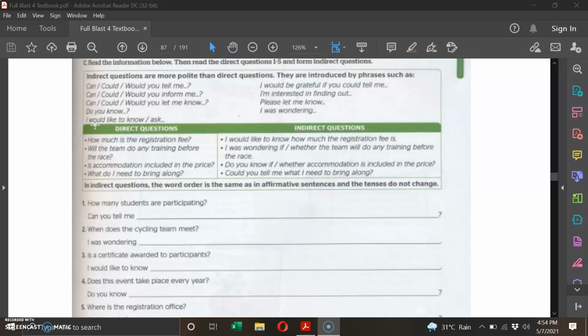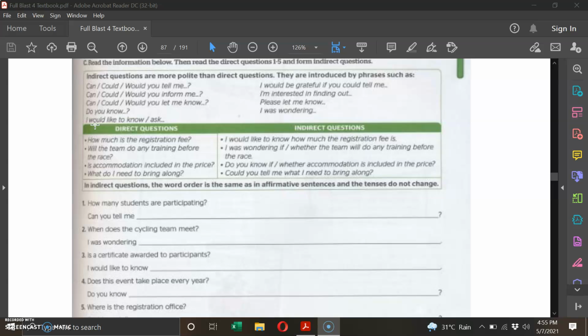As for indirect questions, you ask your question in a more polite way. For example, I want to know why you were late. Can you please tell me why you are late? That is called indirect question. When you ask a question in a more polite manner, it is called indirect questions. But if you ask the question right away to that particular person, such as how old are you? That is direct question. But if you ask in this way, I would like to know your age, that is called indirect question.